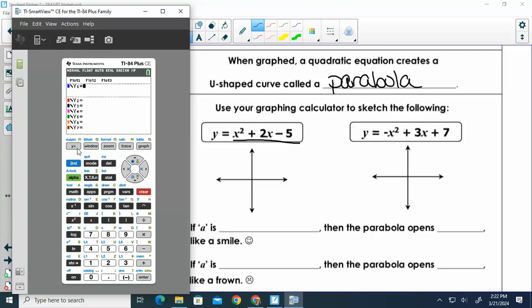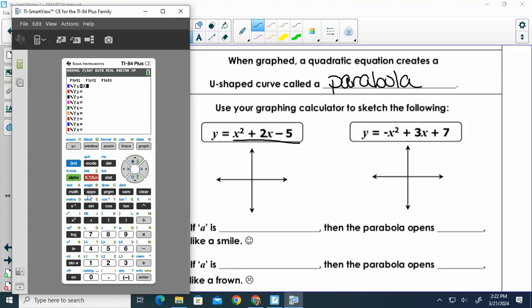Okay, go y equals. And it should take you to this screen. If you have stuff entered in there, just push clear enter, and it'll take it out. So does everybody just have a blank screen that looks like this? All right. So my cursor is up by the y1, and I'm going to graph this.